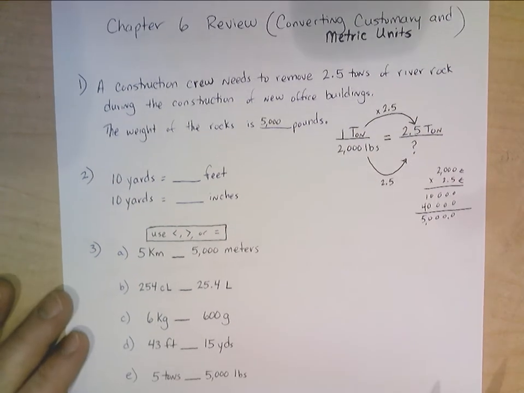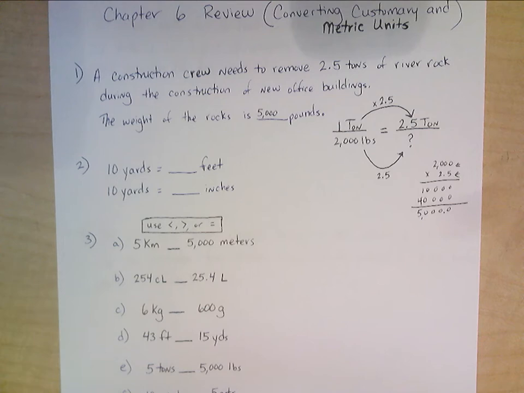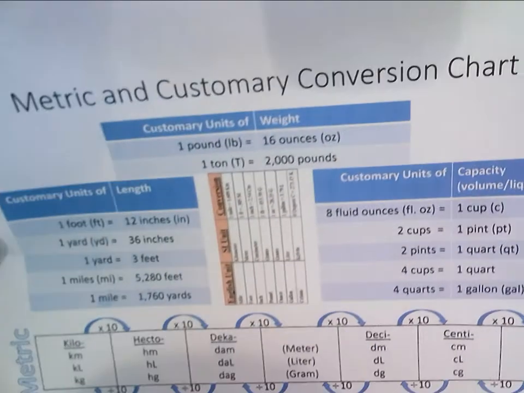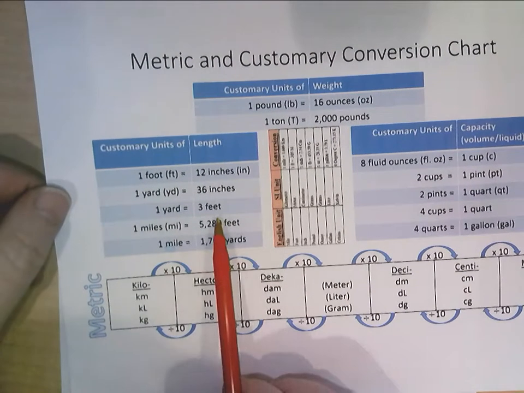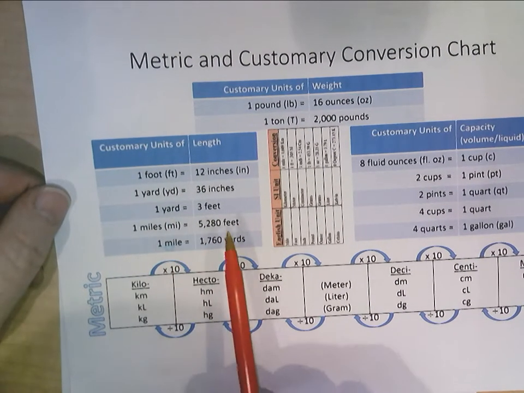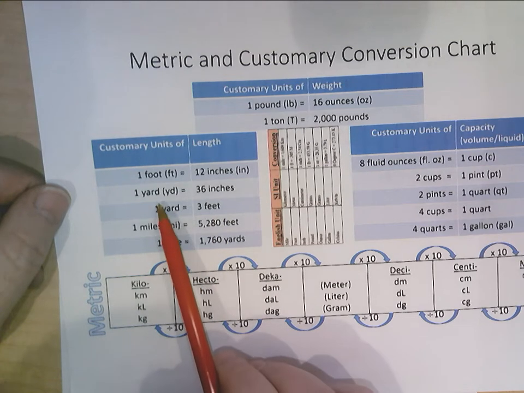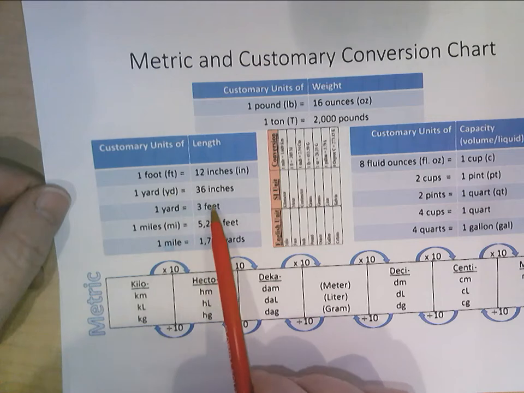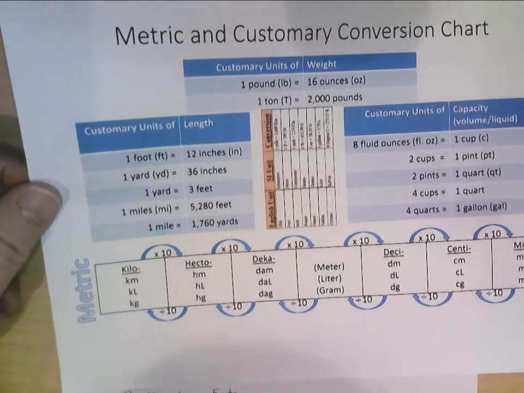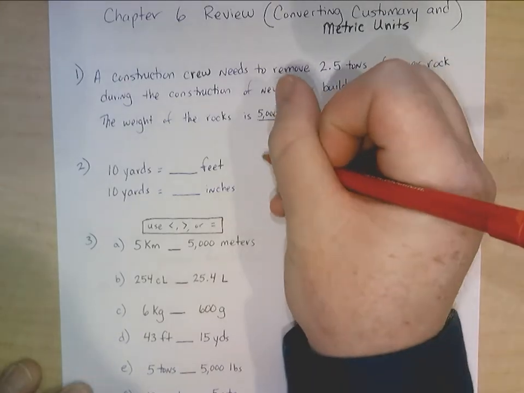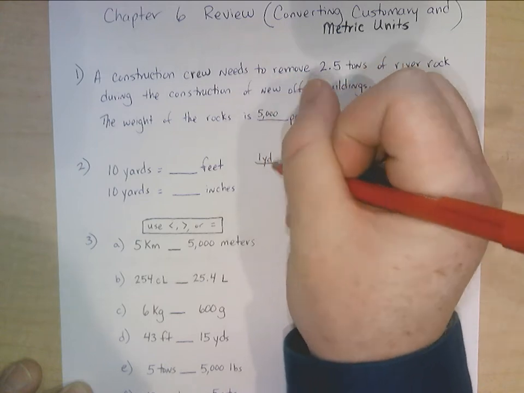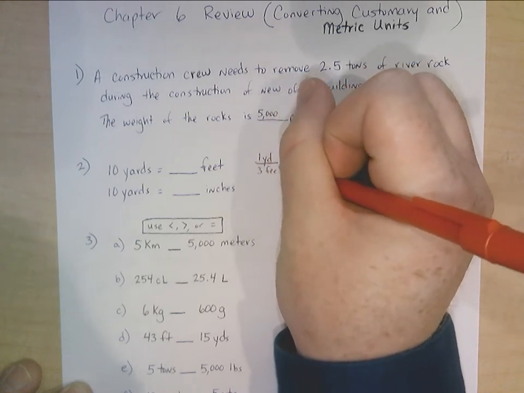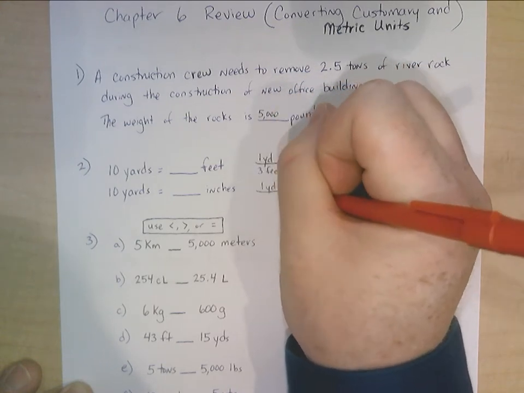Okay, number 2. 10 yards equals blank feet, 10 yards equals blank inches. So we need to find the conversion rate, or the factor, of feet and yards. So we know that there's 3 feet to 1 yard. And then we know that 1 yard equals 36 inches. So you need both of them to solve both of those questions in that one problem. So 1 yard is equal to 3 feet, and 1 yard is equal to 36 inches.